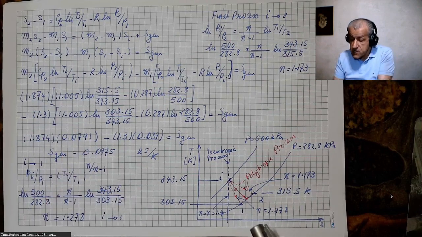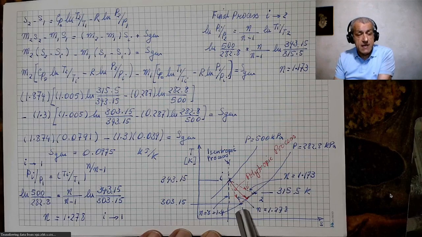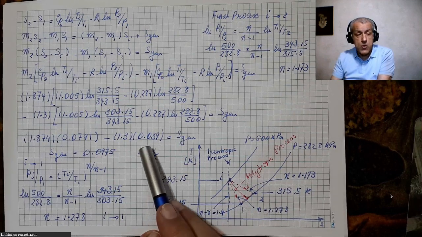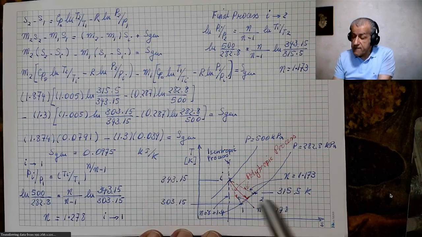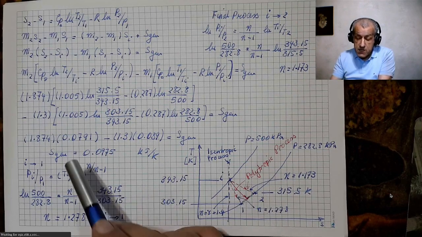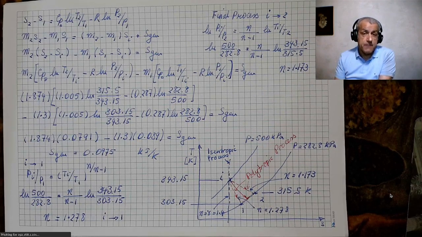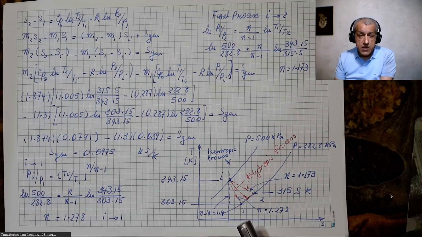And you see, it's interesting that the initial entropy generation per unit mass is smaller, 0.039, and the final entropy generation per unit mass is larger, 0.0791. So, in fact, as the problem proceeds, we have larger entropy generation per unit mass.